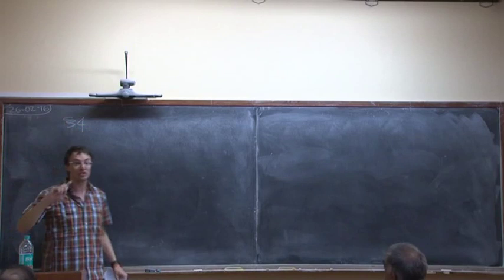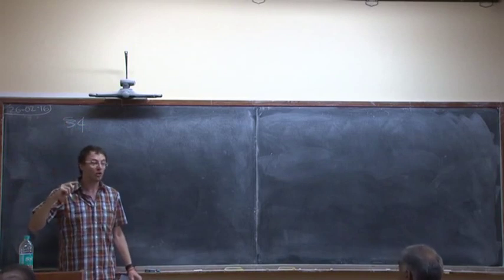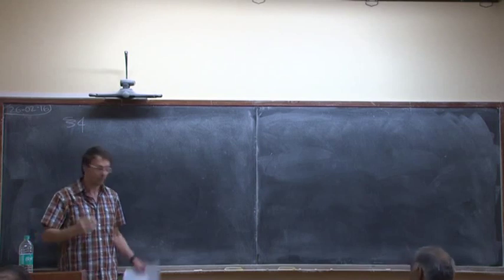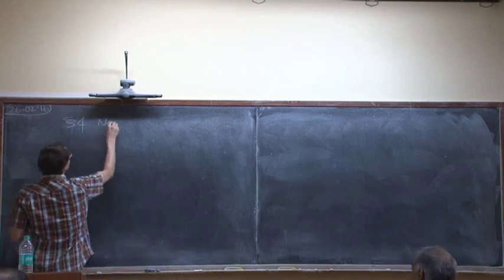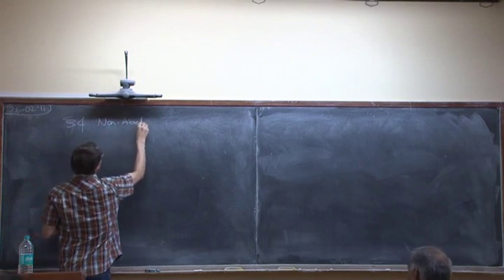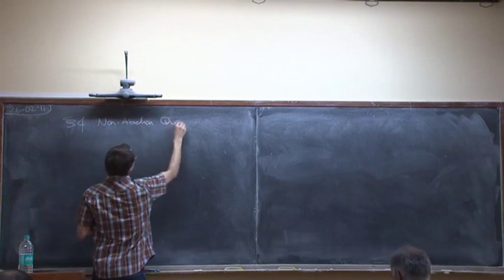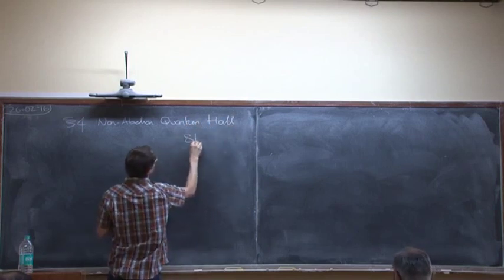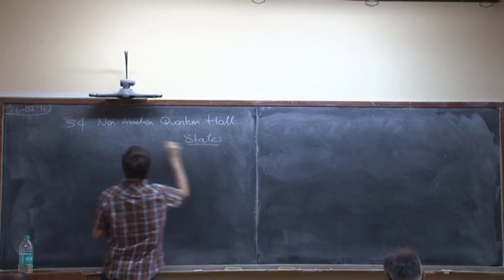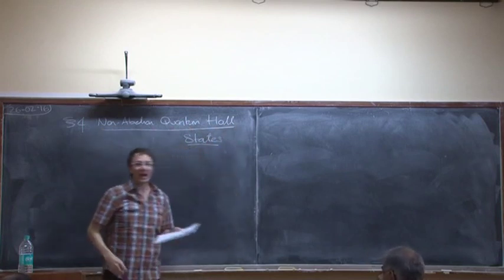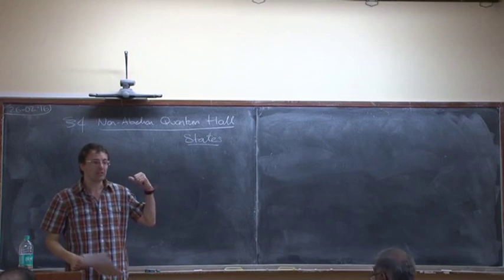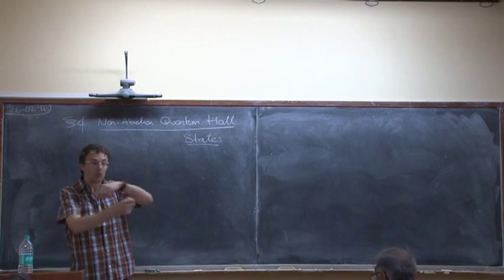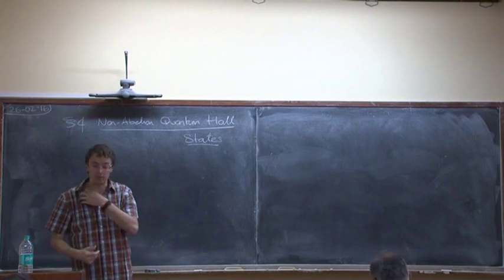Section 4 is just going to be this lecture, and it's going to be on non-abelian quantum Hall states. I'll explain what I mean by non-abelian. What we're going to see is that this word non-abelian refers to the anyons in the system. So the anyons are going to have more interesting structure than we saw before.